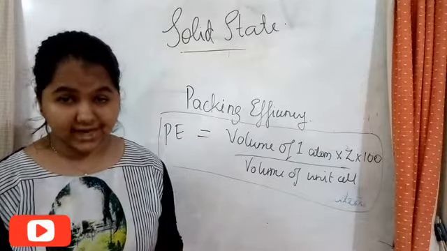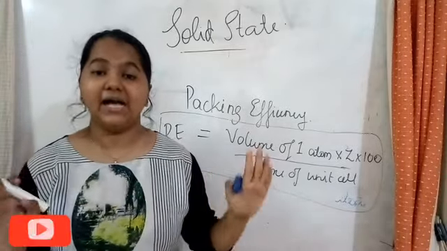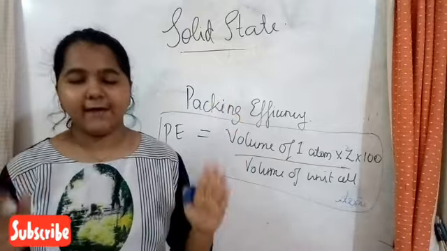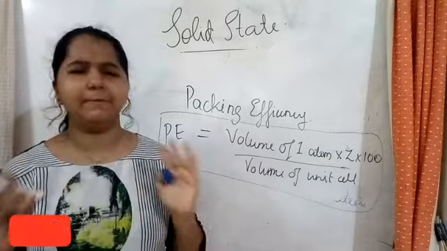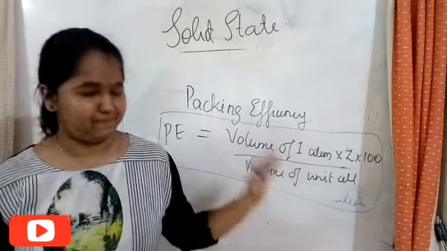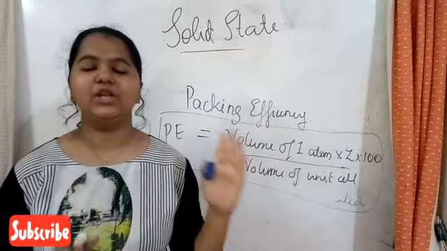So let me tell you, packing efficiency increases as the number of atoms increases. And therefore FCC has the maximum packing efficiency, whereas simple cubic has the least packing efficiency. So we have to prove that. How will you prove that?